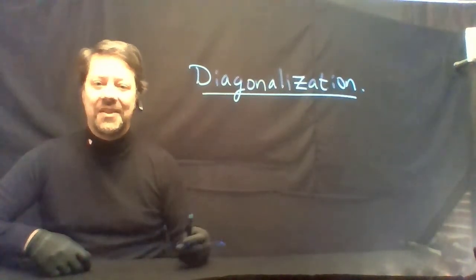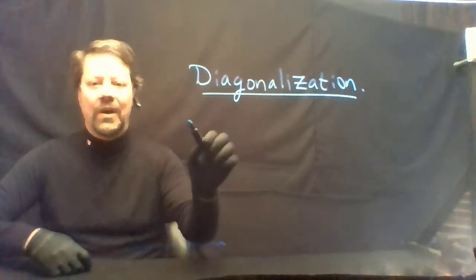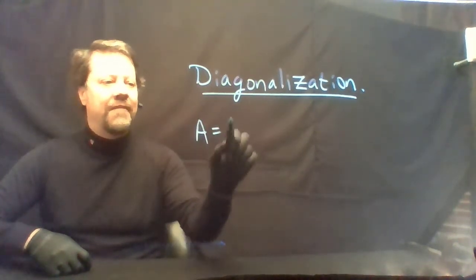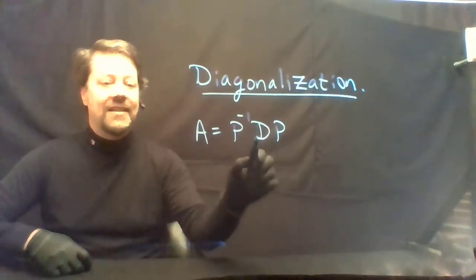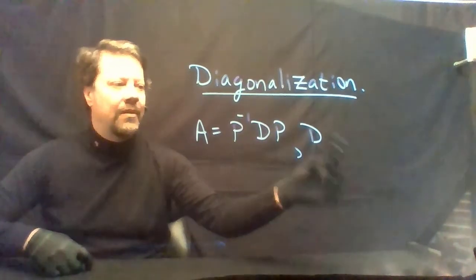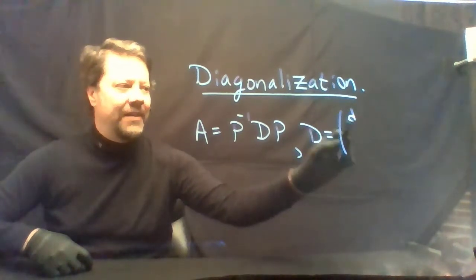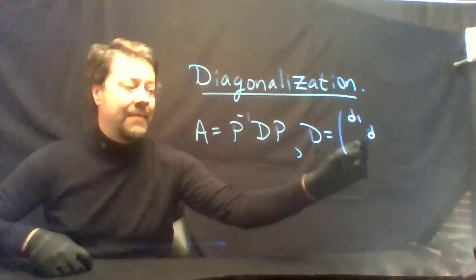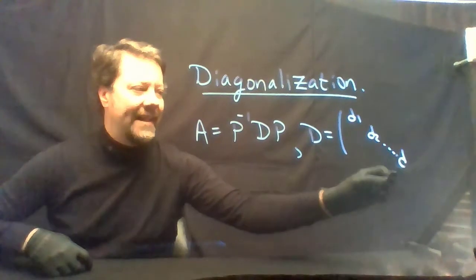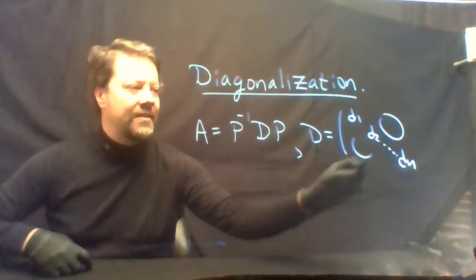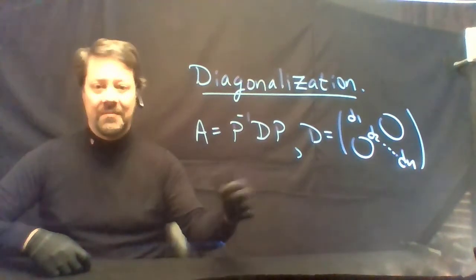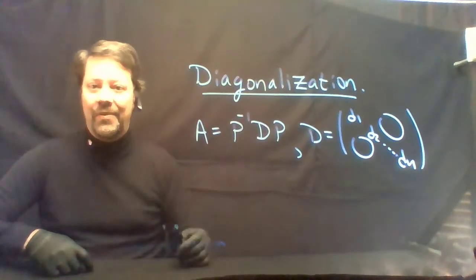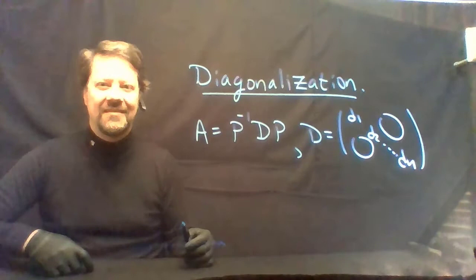There are certain applications where it's easier to work on a particular problem if you can work instead with a similar matrix D, where D is a diagonal matrix. It has perhaps non-zero entries on the diagonal, but everything else must be zero. We may run through an example later on.